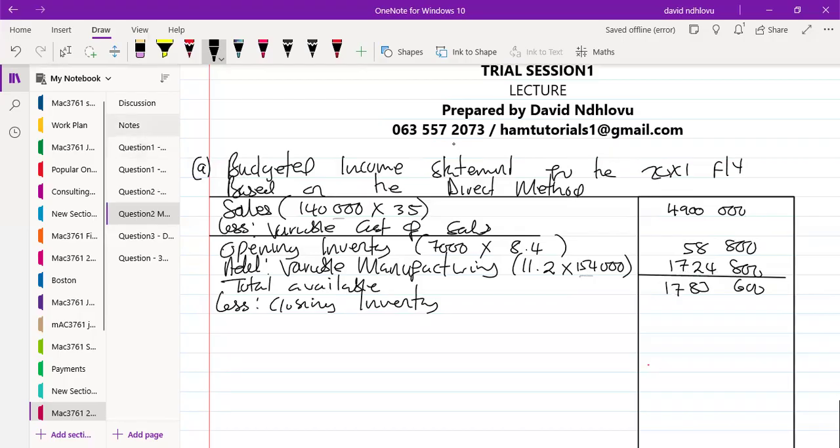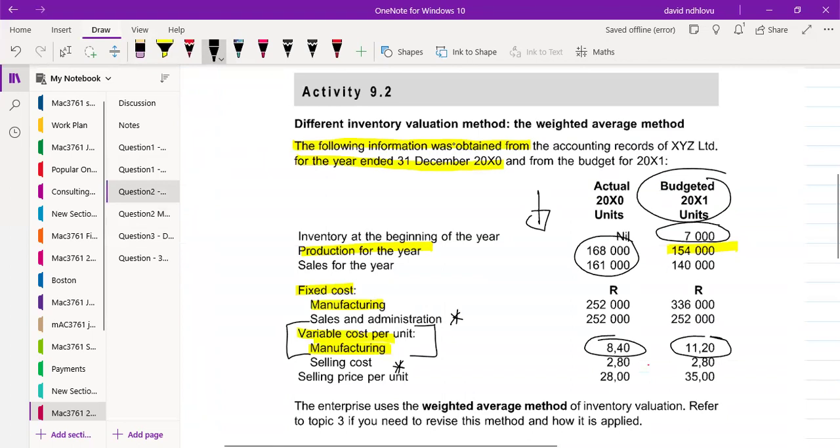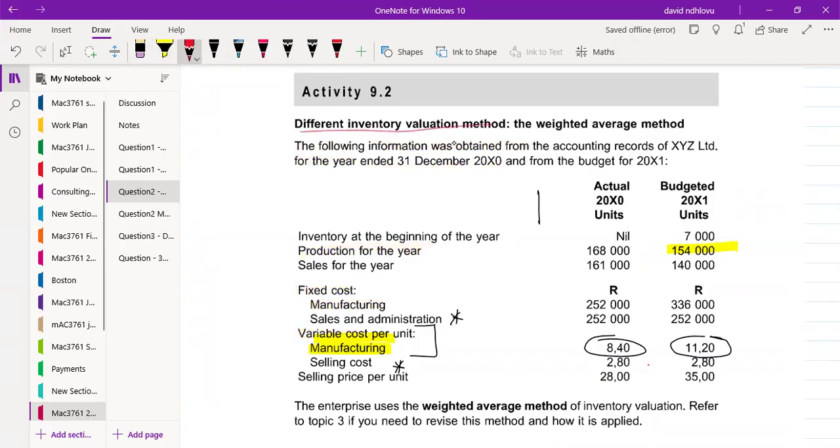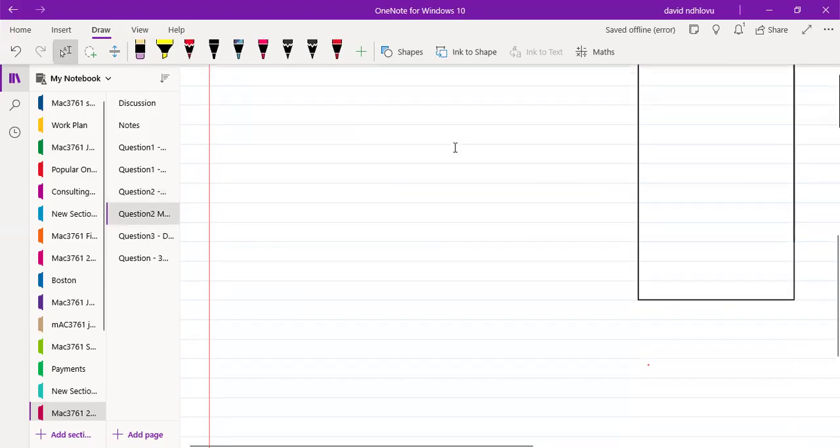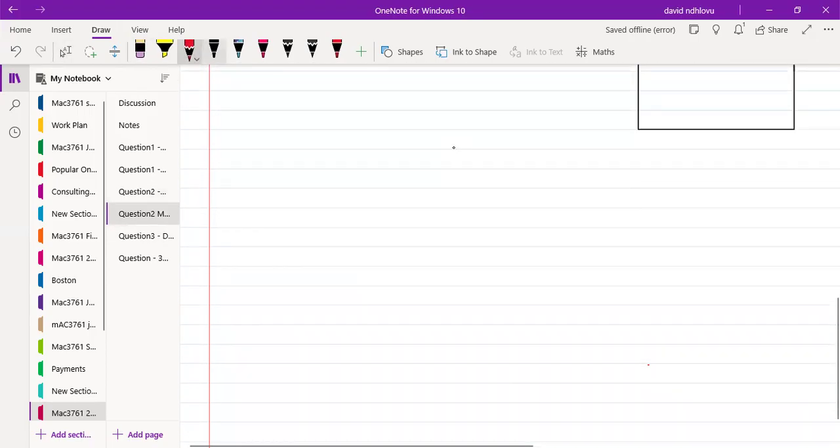Now, when it comes to the closing inventory, you have to consider the method of valuation of inventory, where they say that the inventory valuation method we are using is the weighted average cost method. So when you use the weighted average cost method of inventory valuation, what does this method mean, good people? When someone says to you, we are applying the weighted average cost method of inventory valuation, what does it tell you?